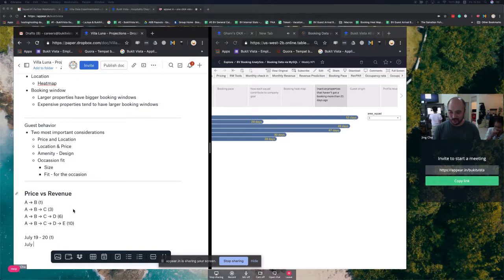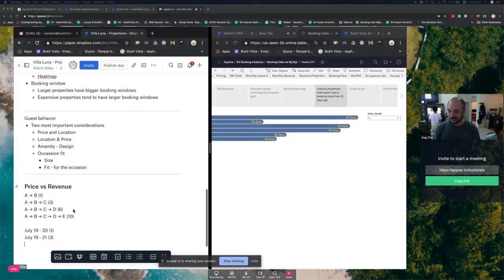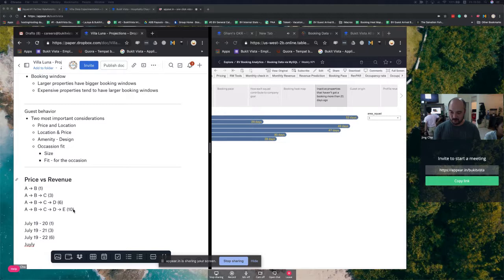What about a check-in from July 19th to 21st? Well, you're selling 3 types of products there, right? What about a check-in from July 19th to 22nd? Well, you're selling 6 types of products there, right? And what about July 19th to 23rd? Well, you're selling 10 different types of products there, right?